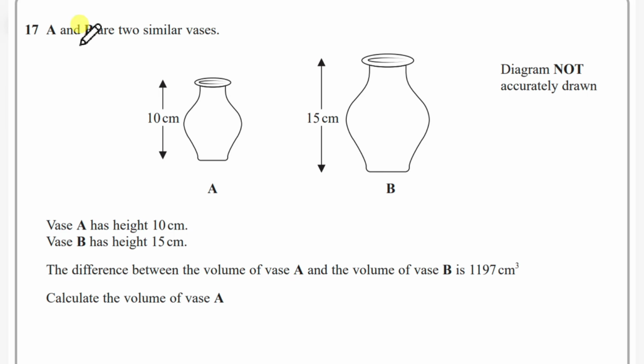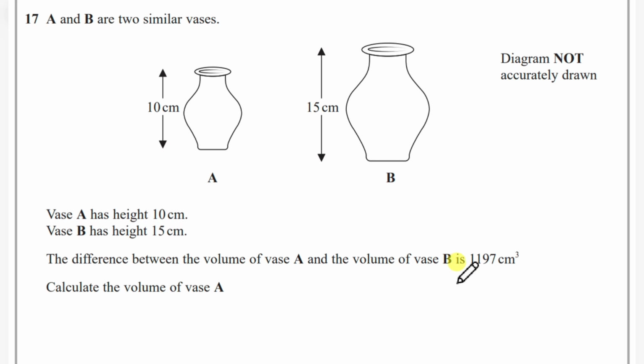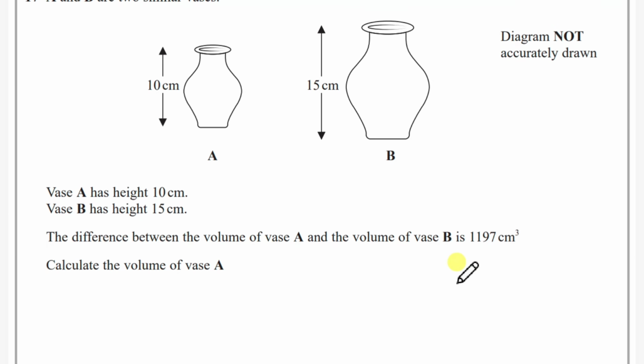So A and B are two similar vases, or vases, depending on what country you're from. Now the height of A is 10, and this one's 15. The difference between the volume of vase A and the volume of vase B is, wow, that's interesting, 1,197 centimeter cubed. Work out the volume of vase A. So let's put all these equations down, yeah?